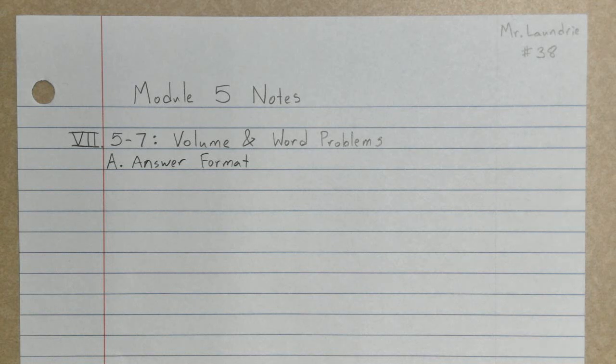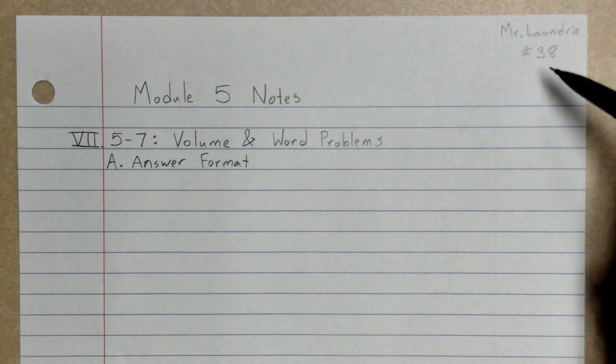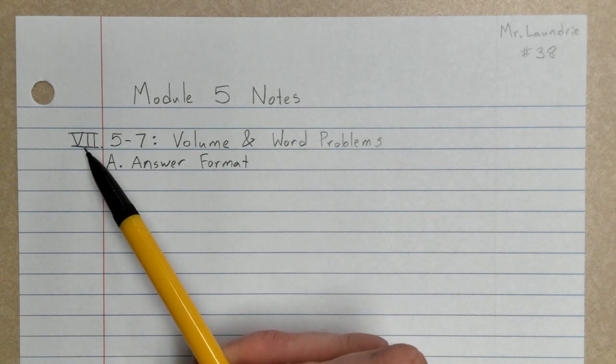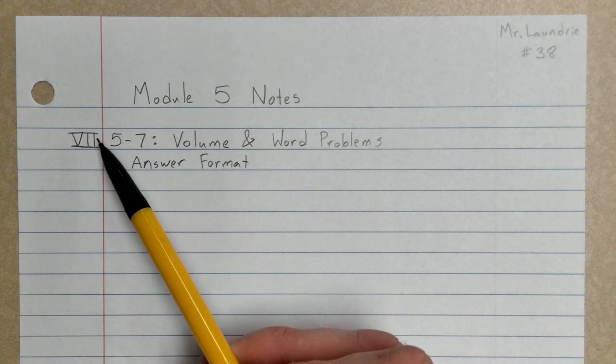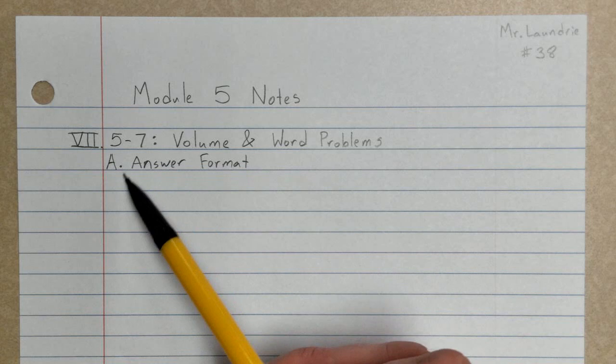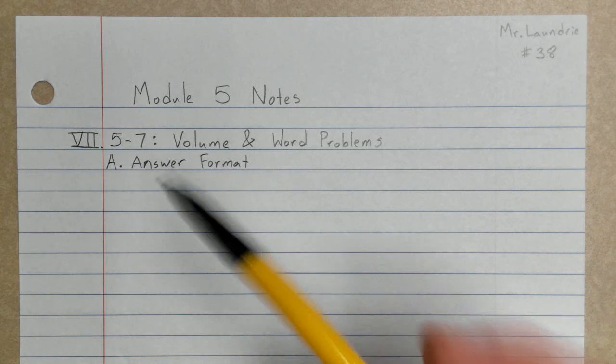All right, folks, time for our Module 5 notes to continue. Today we're looking at Module 5, Lesson 7, Volume and Word Problems. Got our name and number up in the corner. I already have the Roman numeral for you, a 5 with 2 more, so there's our Roman numeral 7. I also have A in here already because it's a little unusual.